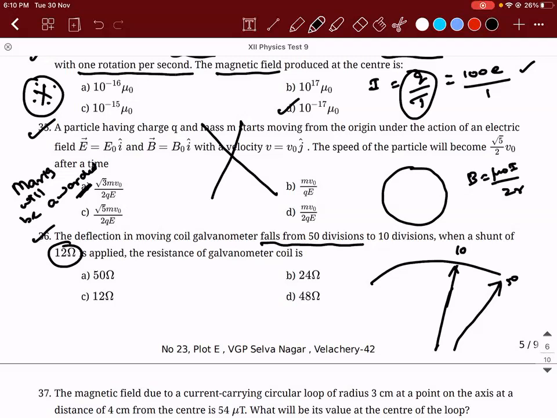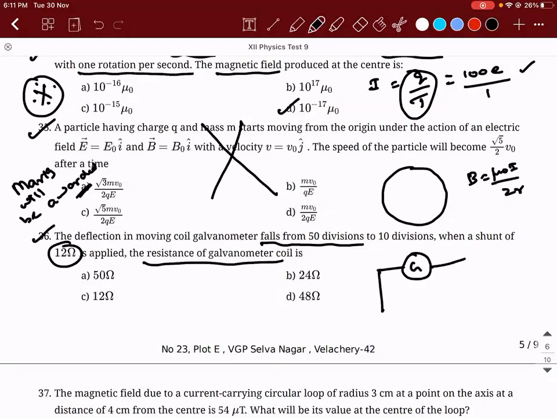Deflection in the moving coil. Sir, we have to connect the resistance parallel to the ammeter, sir. So that will be parallel to the galvanometer. Parallel to the ammeter. Where is the ammeter? This is a galvanometer. The resistance of the galvanometer is mentioned as shunt, sir. When a shunt of 12 ohm is applied, the shunt is connected, you are converting the galvanometer into an ammeter. Yes, but the shunt is to the galvanometer.